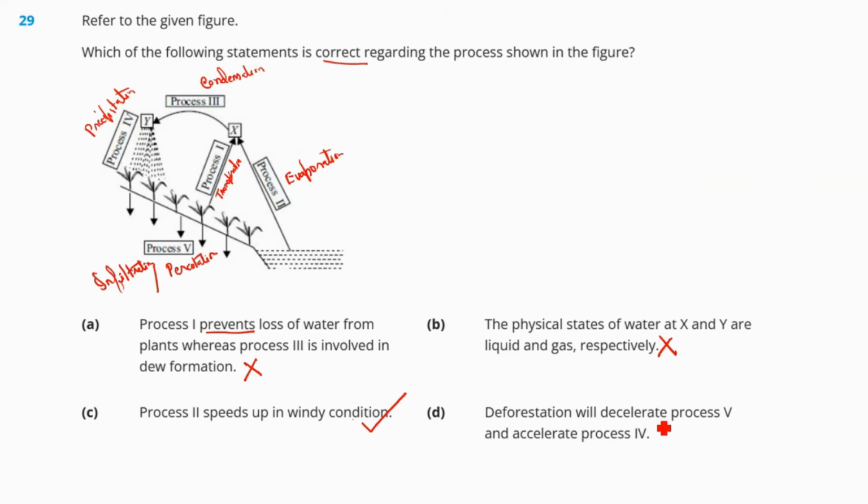Deforestation will decelerate process 5. Process 5 is infiltration. And accelerates process 4. No, this is a wrong statement because if deforestation is there, there will be less amount of rainfall, so less amount of infiltration. So this is a wrong statement. So our correct answer is option number C.